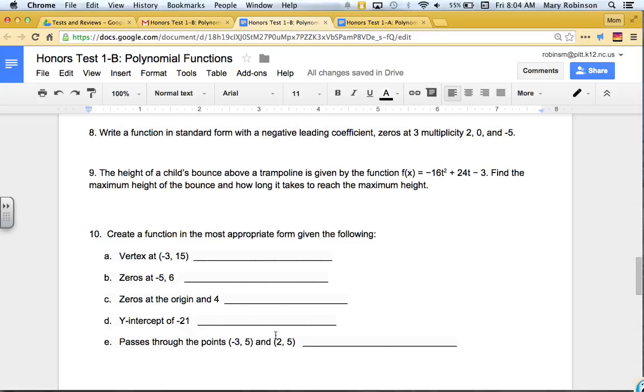Number 9. The height of a child's bounce above a trampoline is given by the function f of x equals negative 16t squared plus 24t minus 3. Find the maximum height of the bounce and how long it takes to reach the maximum height.